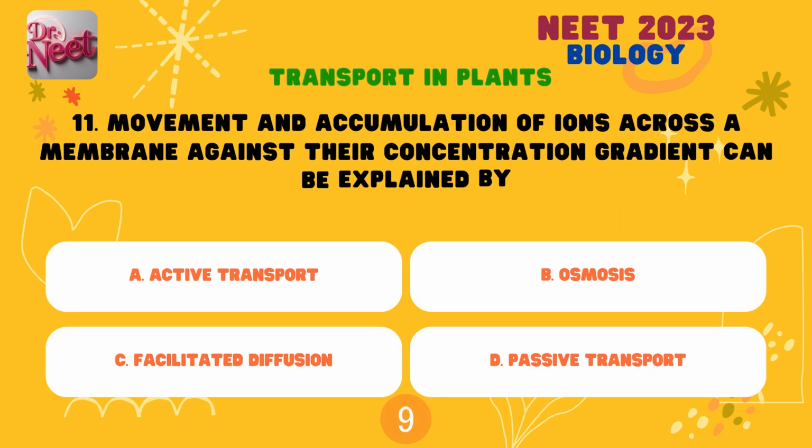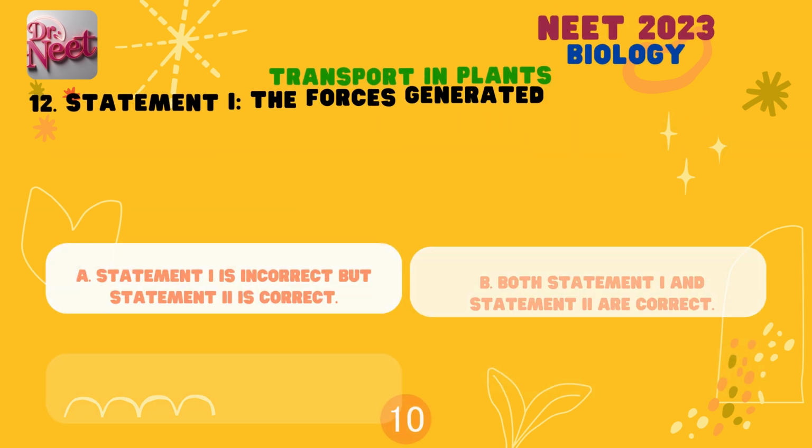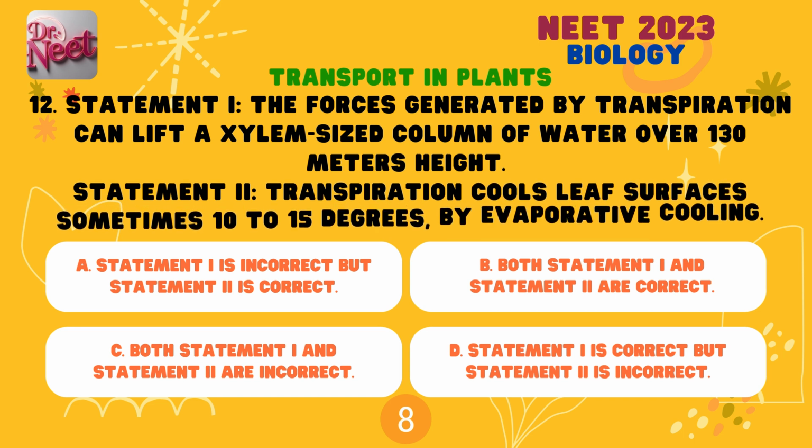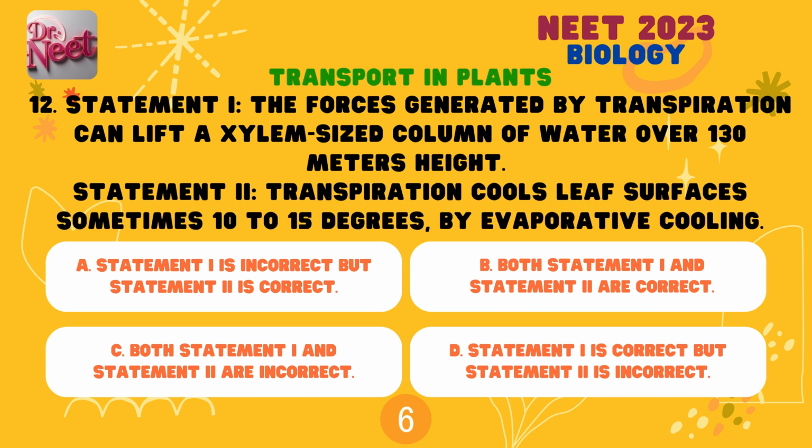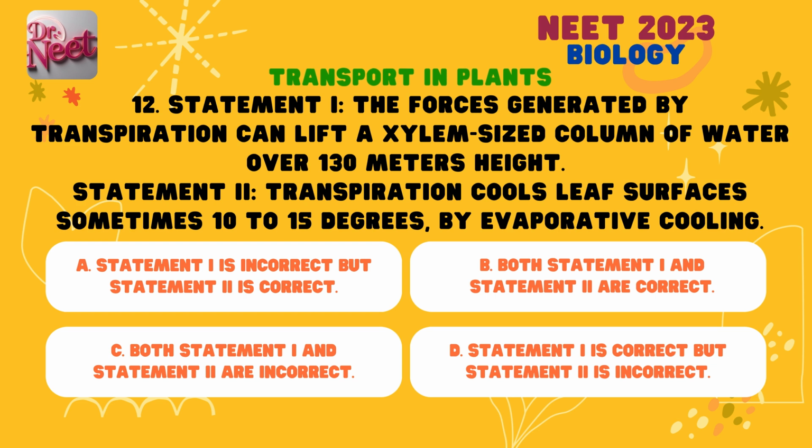Movement and accumulation of ions across a membrane against their concentration gradient can be explained by. Statement I. The forces generated by transpiration can lift a xylem-sized column of water over 130 meters height. Statement 2. Transpiration cools leaf surfaces sometimes 10 to 15 degrees, by evaporative cooling.